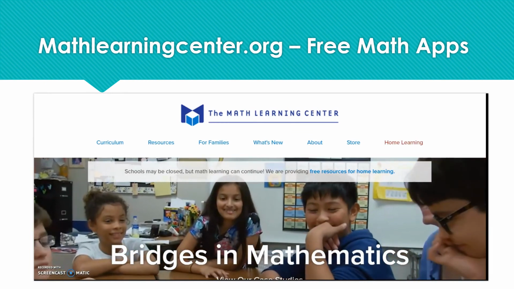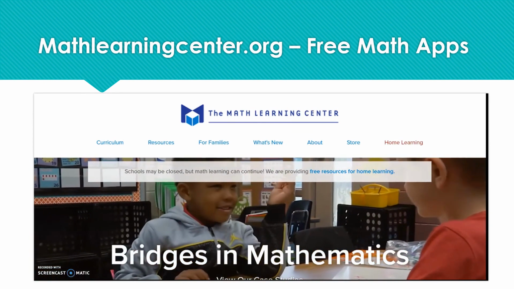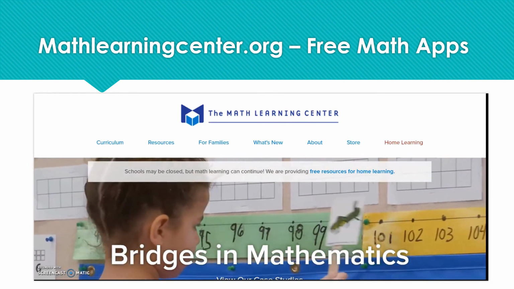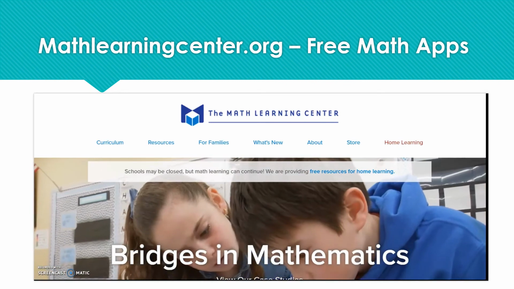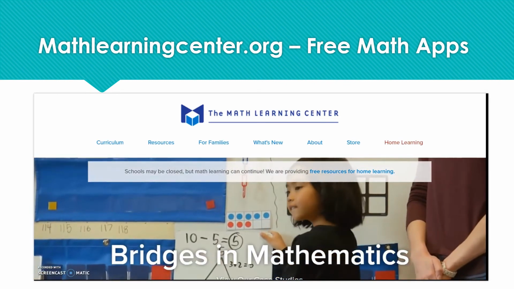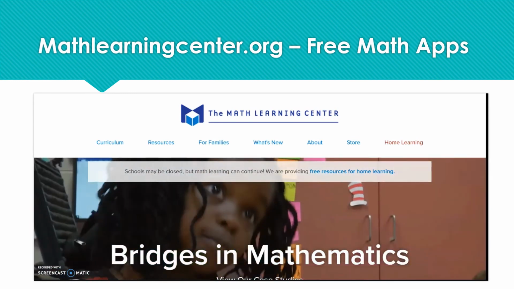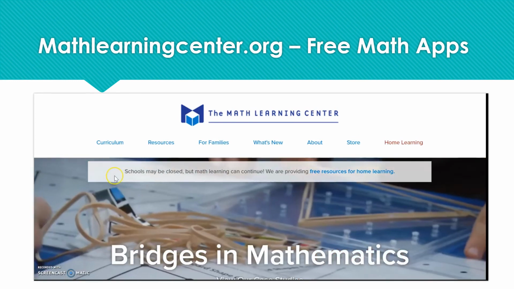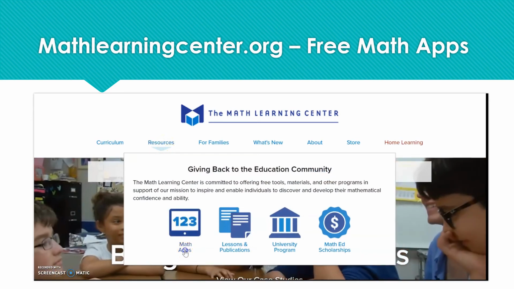You may find the online apps from Math Learning Center to be helpful in trying these problems on your own. If you would like to use the Number Frames app and you have a computer at your house, go to mathlearningcenter.org. Then click on Resources and Math Apps.